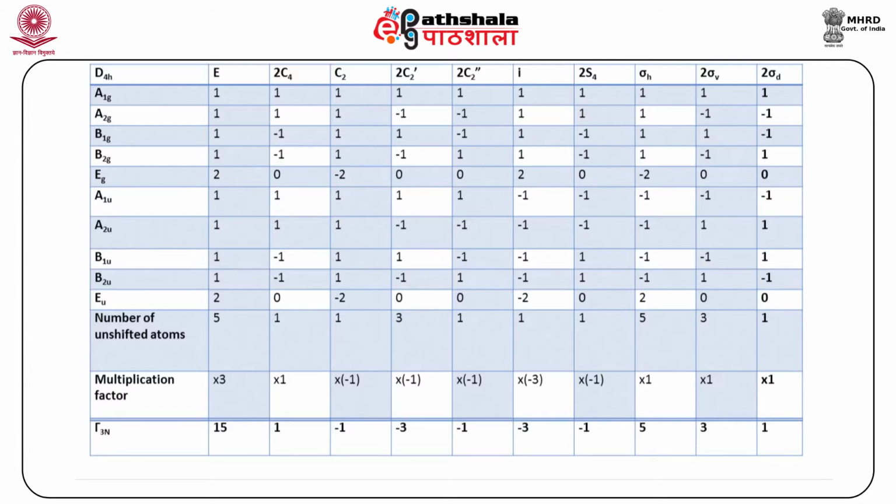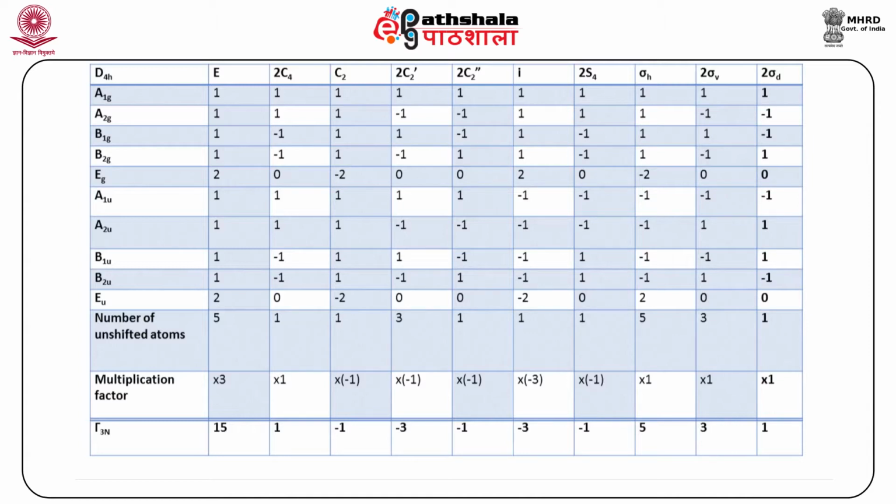If I take C2 that is along the diagonal and C2 bisecting the diagonal, I am having C2 dash and C2 double dash. C2 dash is along the diagonal, so 3 atoms are not shifted. C2 double dash bisects the opposite bonds, only one atom, that is xenon, is not shifted. For i, only xenon is not shifted because the center of inversion lies at the xenon, and the fluorines are interchanged.